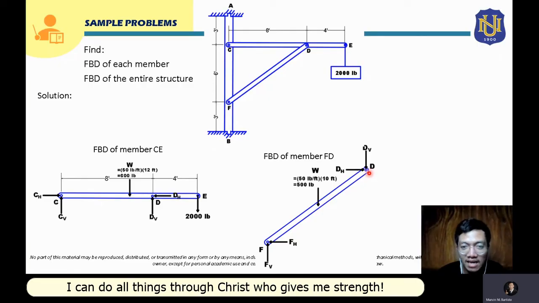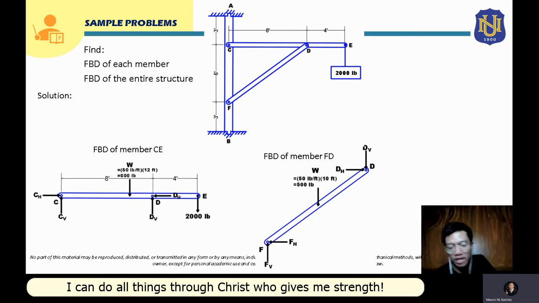The length of this member is actually not given in the dimensions. We don't know the length of this member FD, but we can use the given dimensions, which are 8 and 6. If this is 6 and this is 8, then this will actually be the hypotenuse of the triangle that will be formed. So to solve for the length of this FD, we will use the Pythagorean theorem. That will be the square root of 8 squared plus 6 squared.